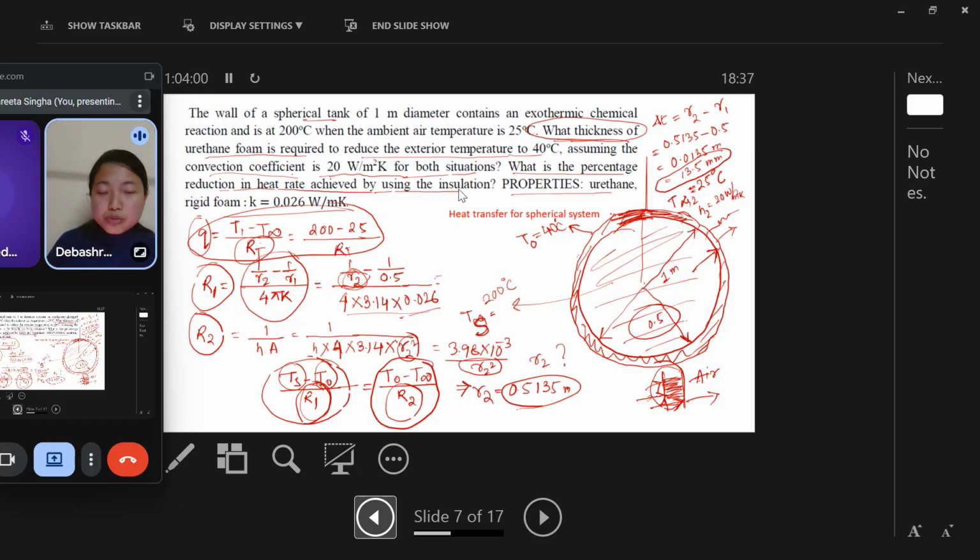But they have asked to find out the insulation thickness only. So for insulation, you just deduct R1 from the total R2 you have got. That will give you the insulation thickness.